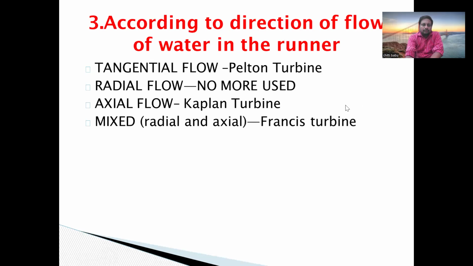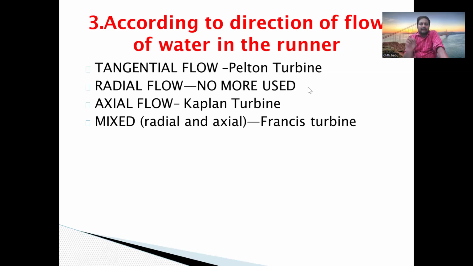We may observe the tangential flow in this Pelton wheel turbine. Then we have radial flow, then we have axial flow. Radial flow: the Francis turbine is the example of a radial flow turbine.